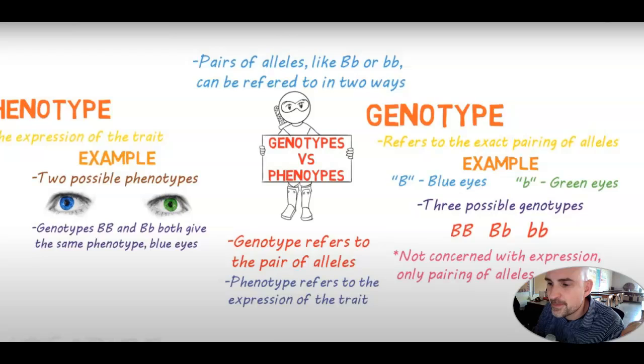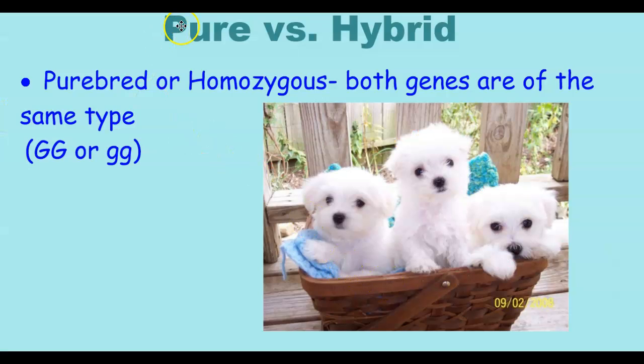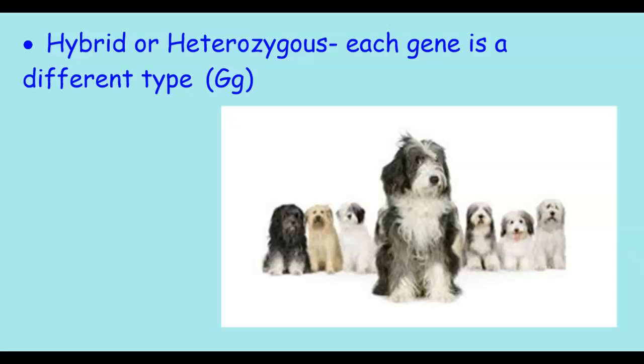Now the other thing we're going to talk about in this activity is pure and hybrid. Homozygous pure means both genes are of the same type, either both dominant, like two capitals, or both recessive, two lowercases. Either way, they're the same, since the prefix homo means same. In a hybrid, or heterozygous, hetero means different, so each gene is a different type: our capital and our lowercase, our dominant and our recessive, are together.